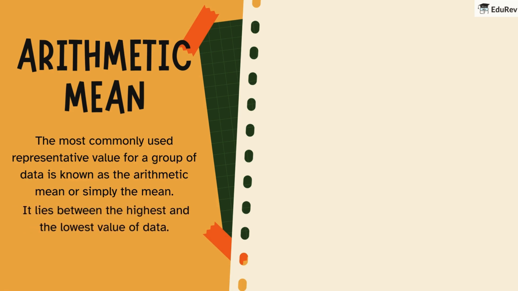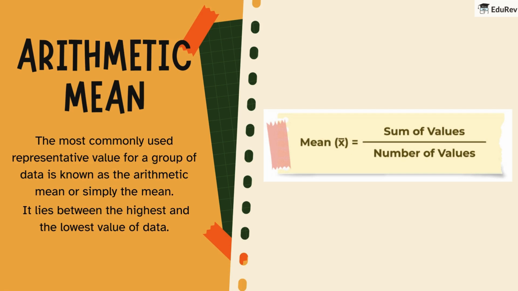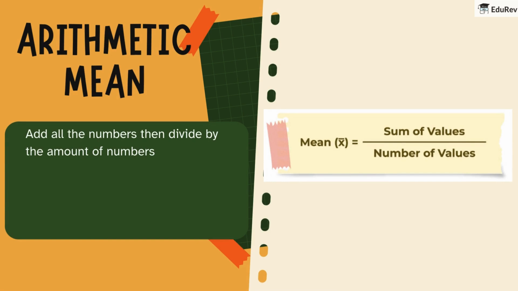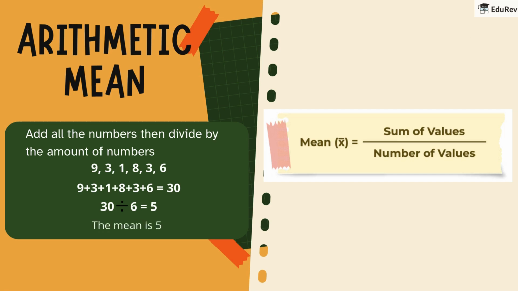To find the mean, you need to add all the numbers and then divide by the amount of numbers. For example, consider the numbers 9, 3, 1, 8, 3, and 6. When you add these numbers together, you get 30. So, the mean is calculated by taking this sum and dividing it by the total number of values, which is 6. Therefore, the mean is 30 divided by 6, which equals 5.